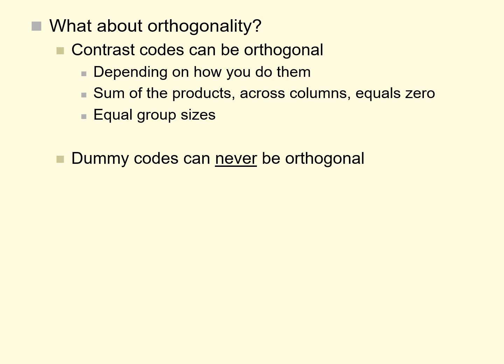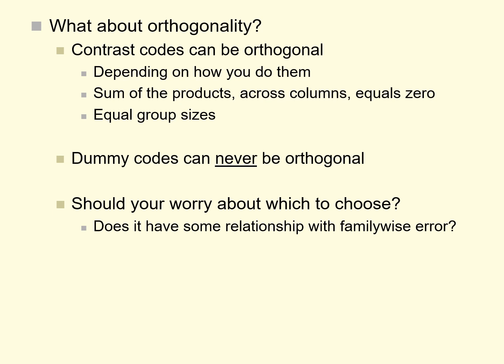In comparison, dummy codes are just never orthogonal because they always involve repeatedly comparing groups to one baseline or reference group. And you may be thinking, should I worry about which to choose? Is there some relationship between my choice of coding schemes, orthogonal or non-orthogonal, and the family-wise error rate that I might have to worry about across a group of comparisons? Now, we've talked about orthogonality and non-orthogonality a little bit in class. We've talked about family-wise error rate a lot in class. Maybe some of you are sick of hearing about it. So here's a summary of my advice.